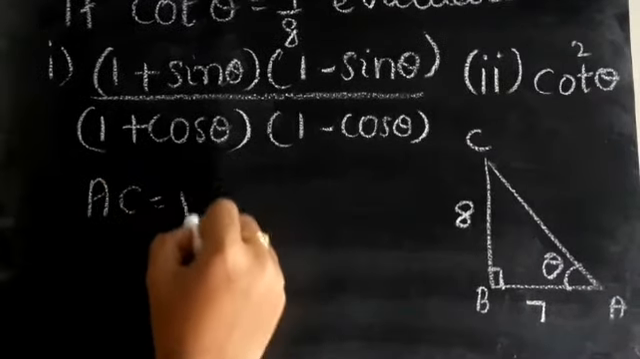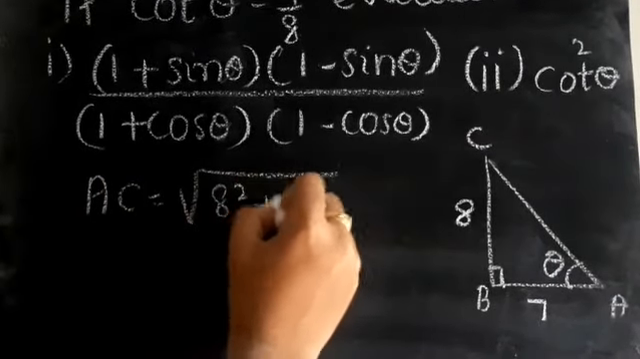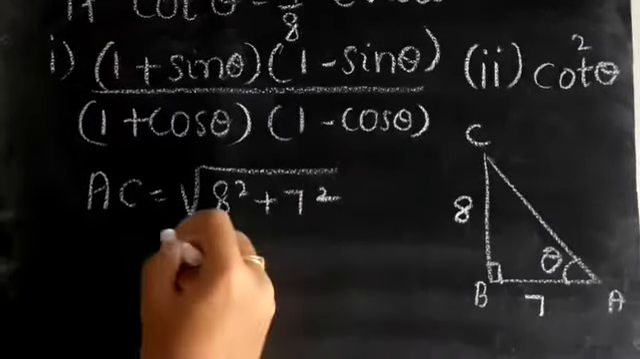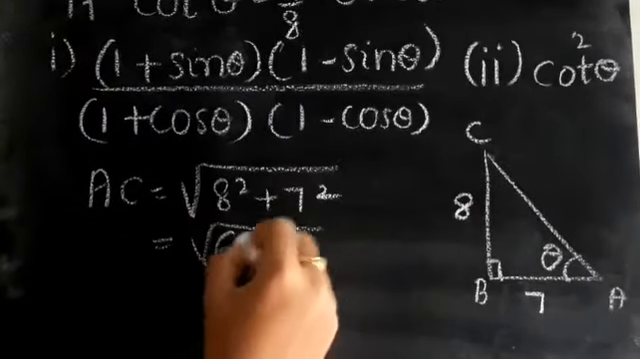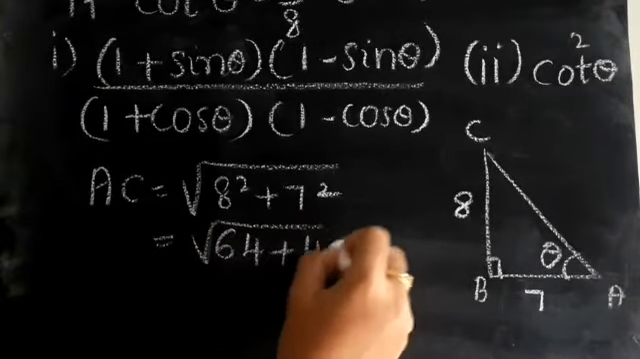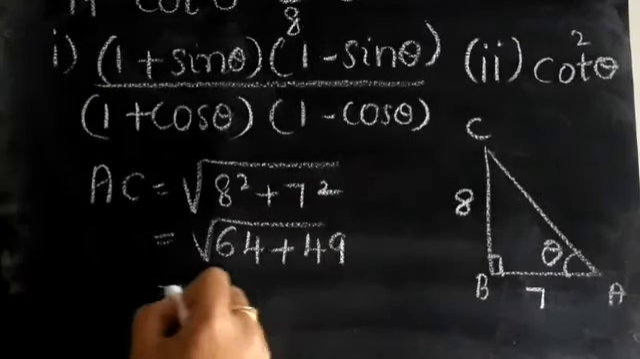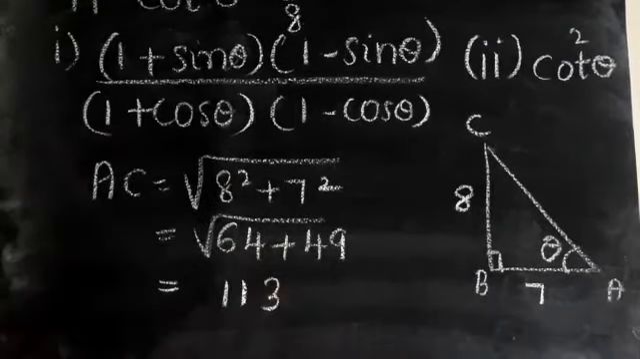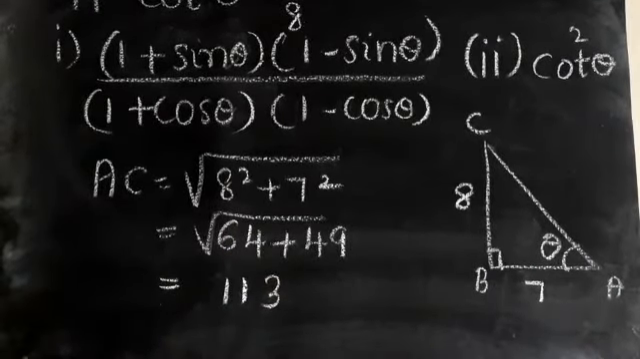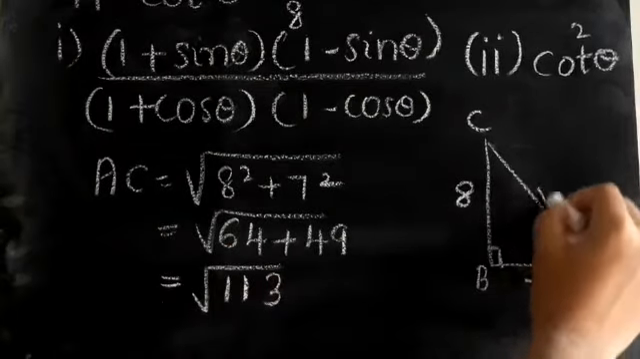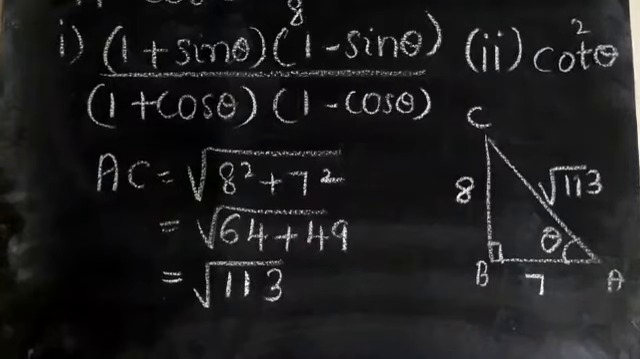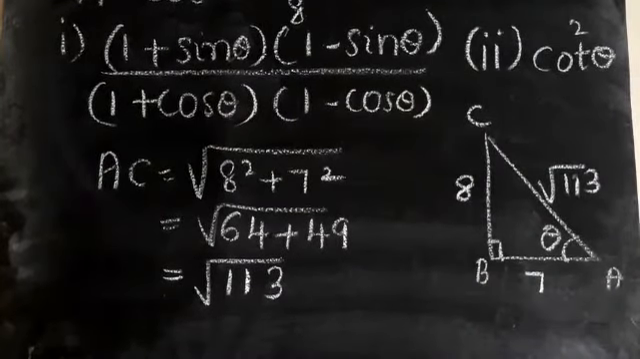So AC is equal to root of 8 square plus 7 square, isn't it? 8 square, what is that? Root of 64 plus 49. What is the answer? Root of 113. Okay, so what is AC? AC is equal to root of 113.